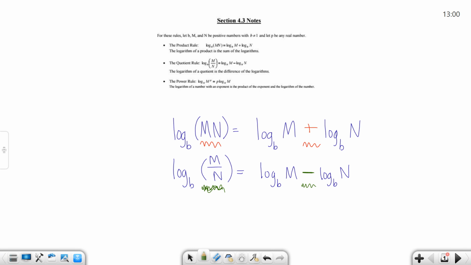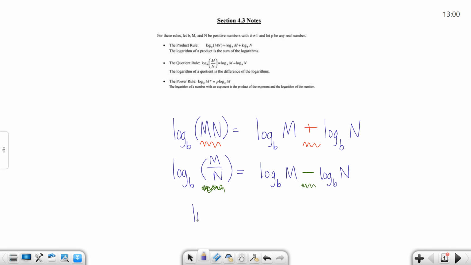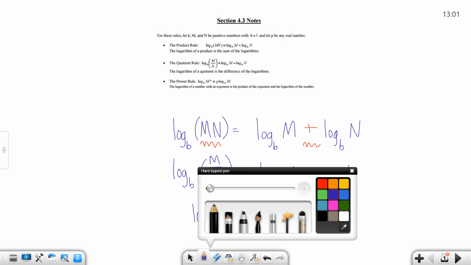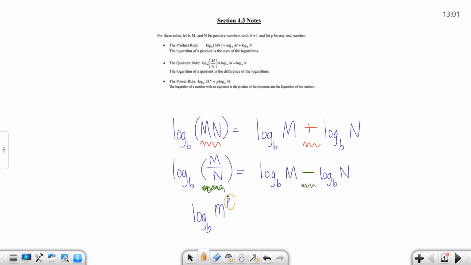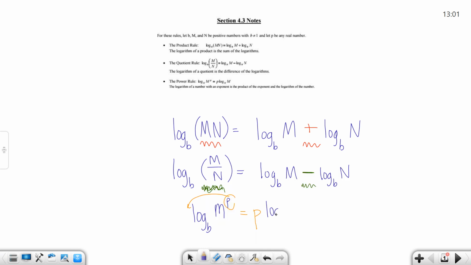The last one is the power rule, and it says if you have the log base b of m to some power, what you can do is bring this power out in front. And that is called your power rule. In this section, we're going to expand and condense logarithms.